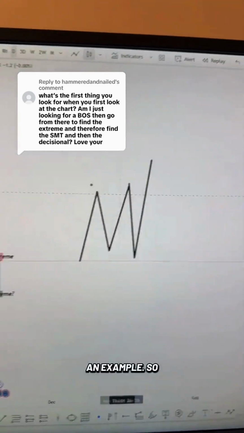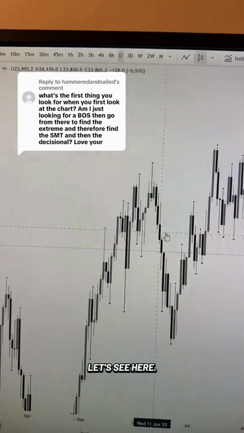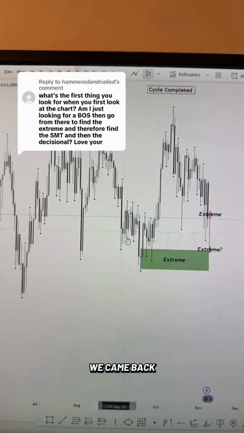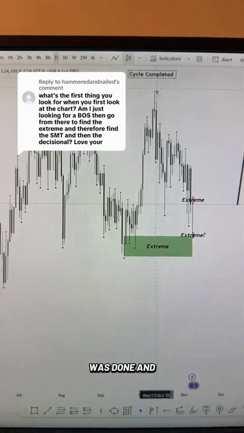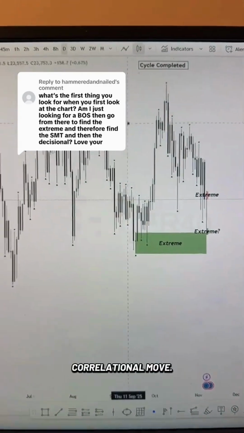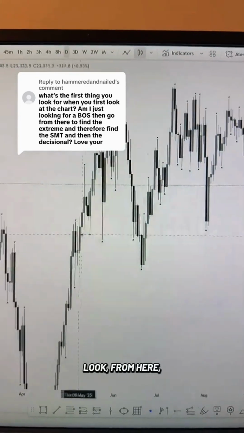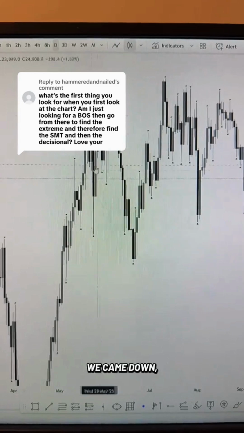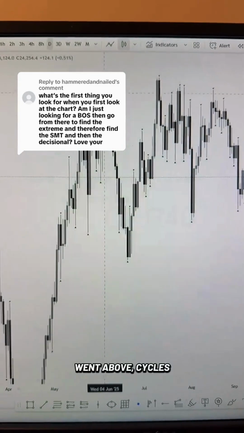I'll show you an example. So let's see here, right? For example, on the daily, as I was showing you, we have this main push here. We came back down, mitigated, and then cycle's done, and we're coming down. This is a correlational move. I'll show you an example of how it fails. Look, from here we swept, broke this high, right? This high here. We came down, mitigated, went above, cycle's done.